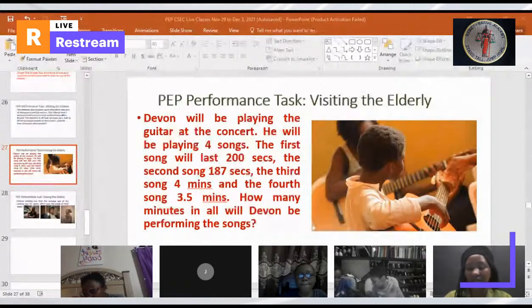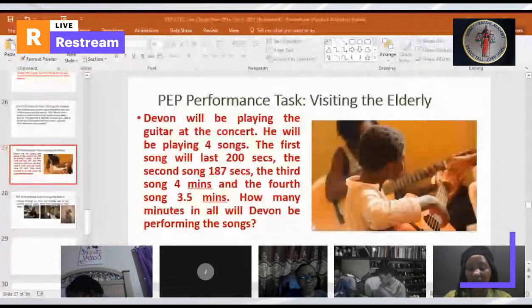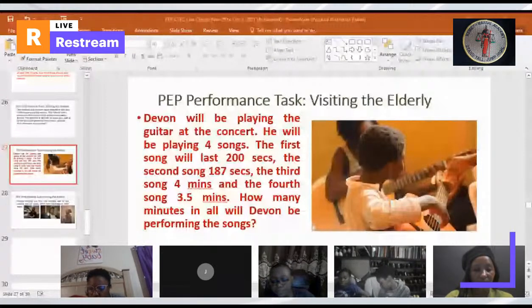Okay. So I totaled all the seconds and then divided by 60. So the answer is 10 minutes and 47 seconds. Let's go to the final question for the students.